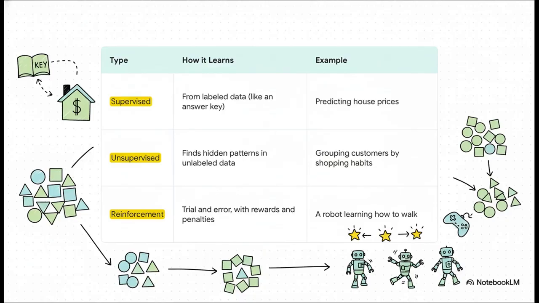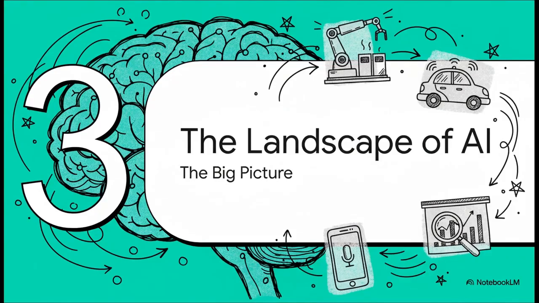And finally, you have reinforcement learning, where the machine learns just through trial and error, getting rewards for good moves and penalties for bad ones, kind of like a robot learning to walk. Okay, so we have these incredibly powerful ways for machines to learn. But what kind of intelligence have they actually created? Let's zoom back out and look at the big picture, the entire landscape of AI as it actually exists today.